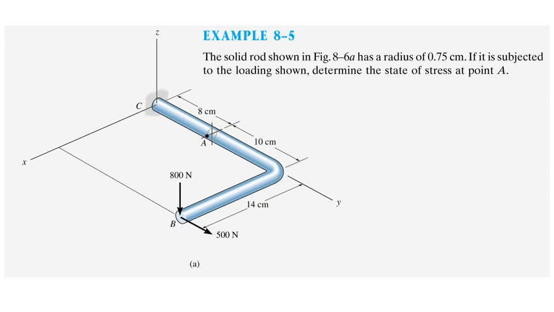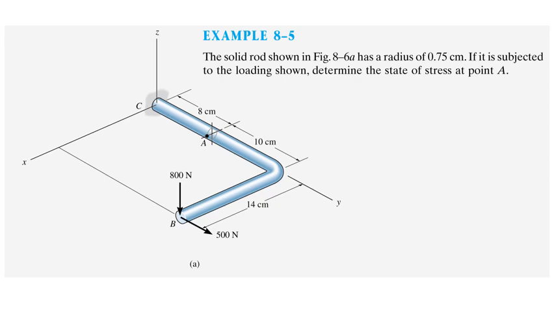Now at point B, we can see that we have a horizontal force of 500 newtons in the y-axis direction and also a vertical force of 800 newtons in the direction of minus z. So if you get a question, first of all, check the axis. If they give you the axis, use the given axis as your reference. If they don't give you the axis, it's just a diagram, then create your own axis as reference.